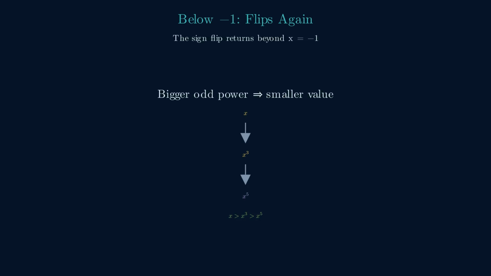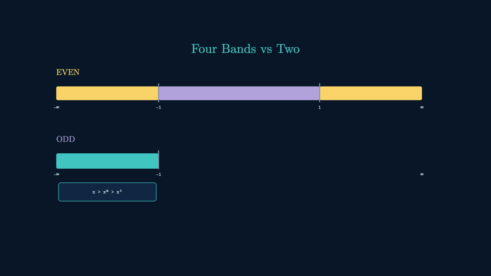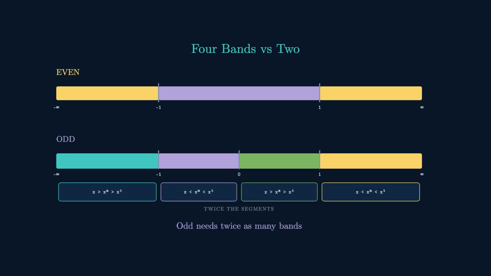Count them up and something becomes obvious. The even family needed two bands, split at -1 and 1. The odd family needs 4: below -1, -1 to 0, 0 to 1, and above 1. Twice the segments, because the sign matters as well as the size. The magnitudes behave identically, it's the inequality signs that turn around wherever x is negative. Which is exactly where people lose marks.